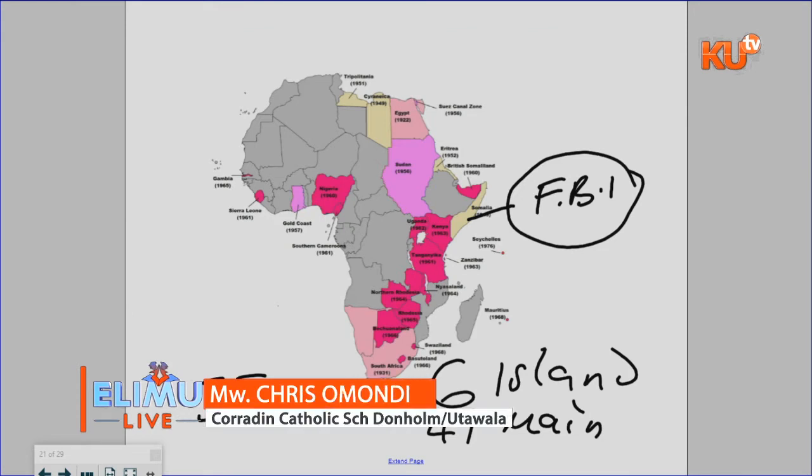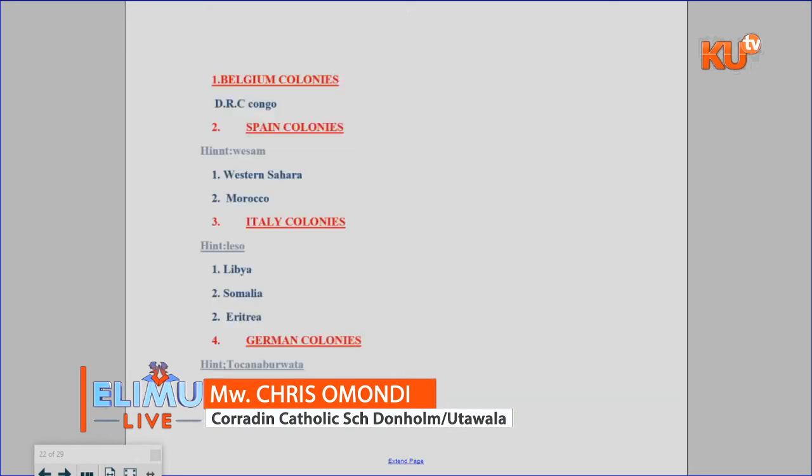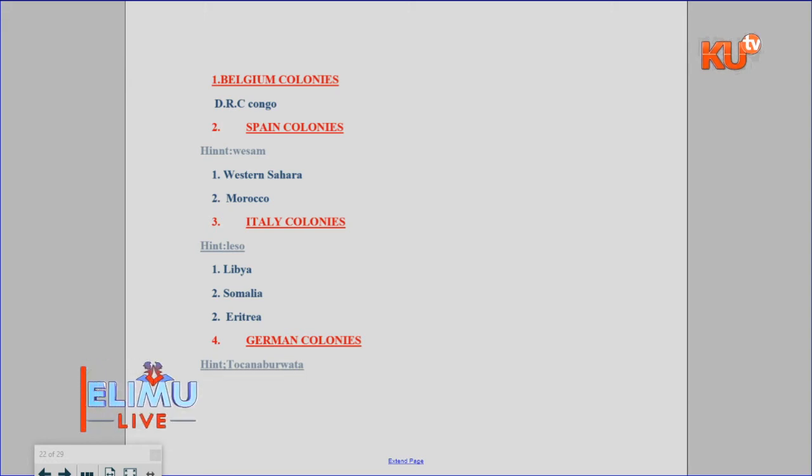Then we also have other countries. DRC Congo was under the influence of Belgium. So Belgium is the European nation that has few colonies. The only colony that Belgium had is one, and that one is what we call DRC Congo.